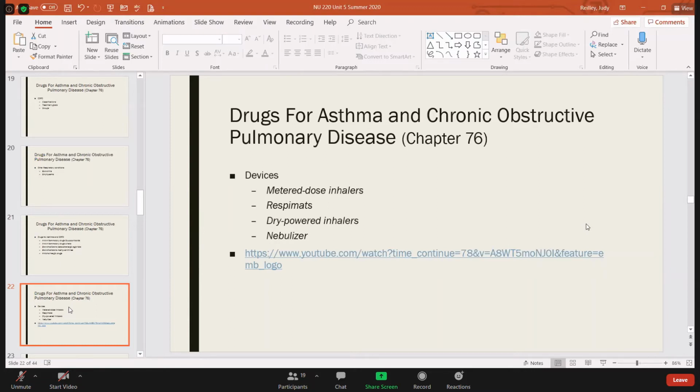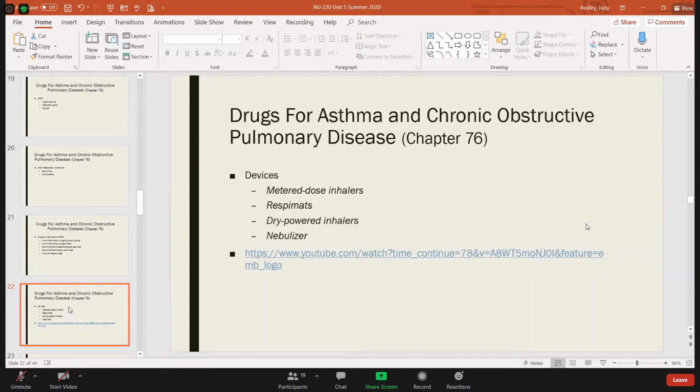Your soft mist inhalers are the inhalers that deliver at a defined mist, so you actually don't need to use a spacer with them. The advantage is that it's extremely small particles that ensure the delivery of the drug into the lung versus the back of the throat, where a lot of the medication hits.